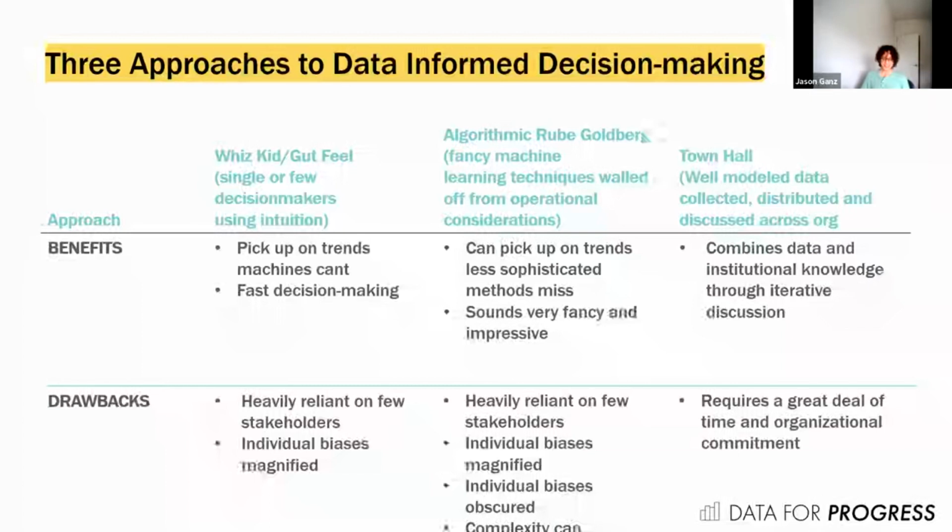But what you find is that you actually have all of the exact same problems of the whiz kid, where you end up heavily reliant on a couple of stakeholders and individual biases are magnified, but then also individual biases are obscured, your complexity spirals out of control. These systems are very fragile and very difficult to debug. So for a lot of reasons, this ends up being something that sounds great at the start, but can have trouble when you're trying to actually implement it into practical decision making.